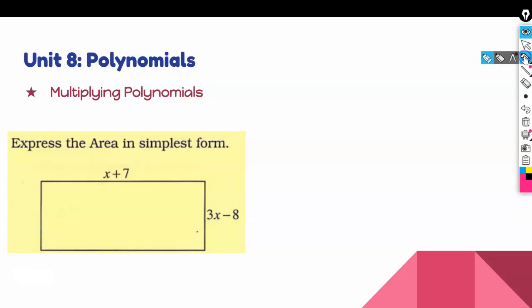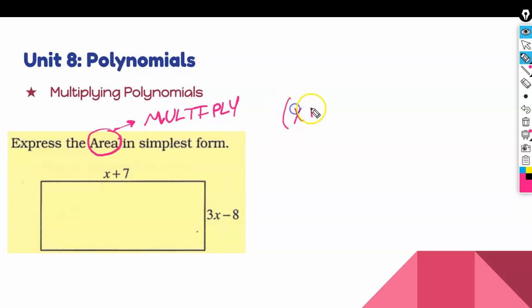Moving on to area. So area is when we multiply the sides together. Okay, so here they gave us x plus 7 times 3x minus 8 is our area. Okay, one side times the other side, my length times my width. How do I multiply this stuff? The area model.